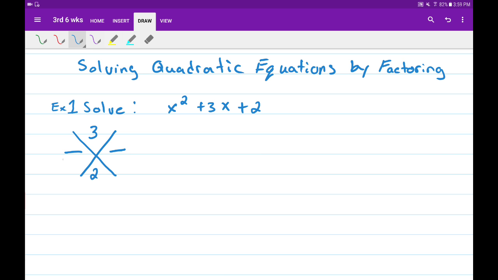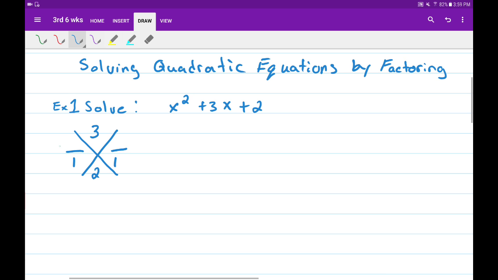Got our two fractions. Our A values go underneath there. And we need two factors that multiply to 2 and add up to 3. That's going to be 2 and 1. Okay, so I'm going to write it in intercept form. X plus 2 times X plus 1.